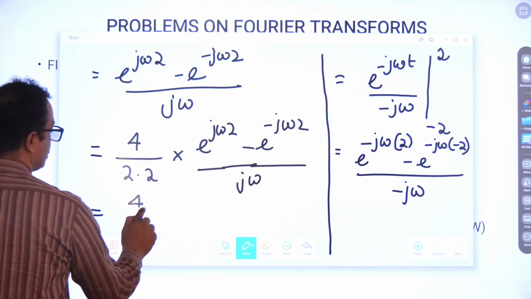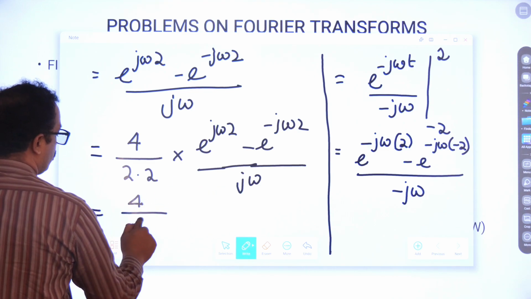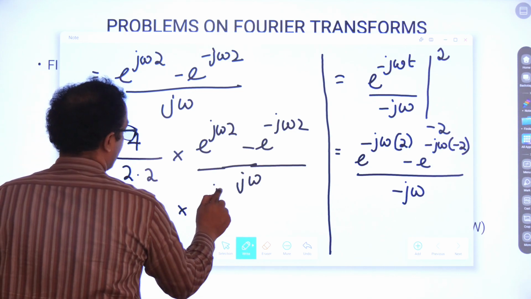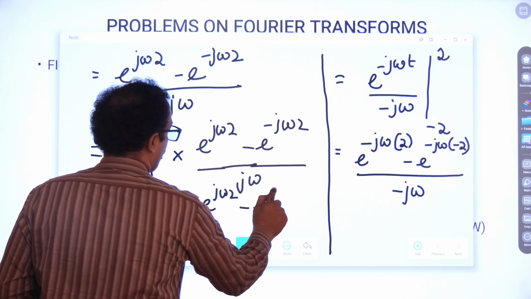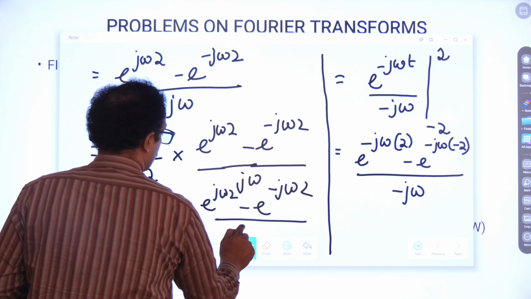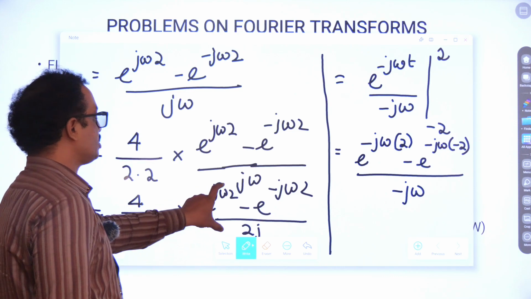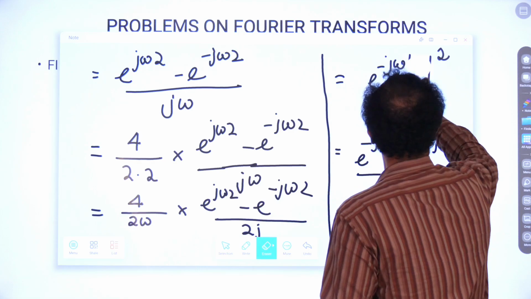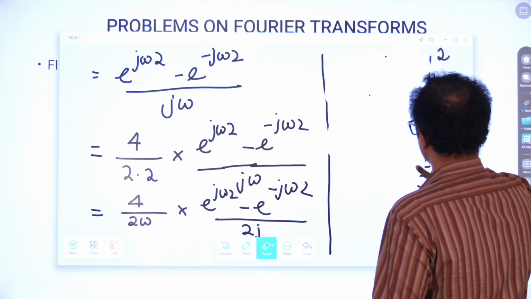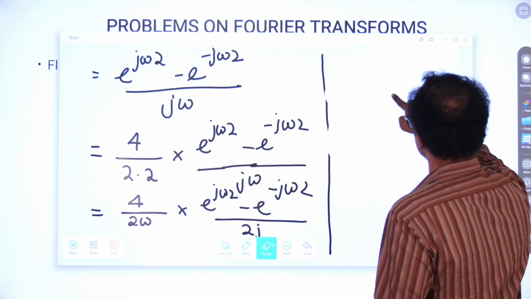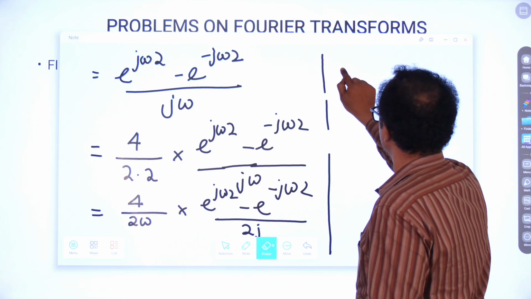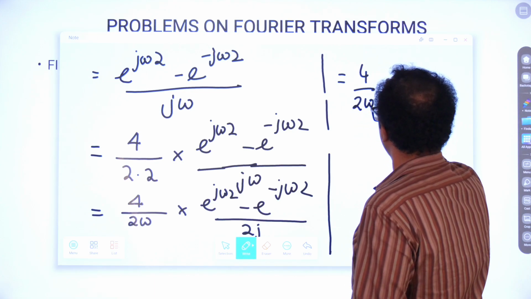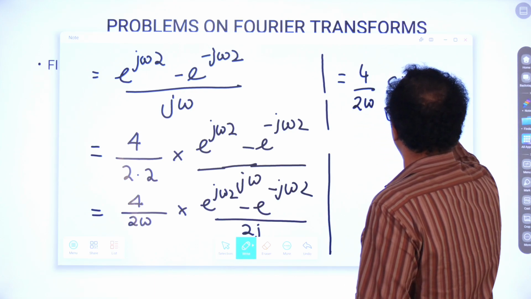Just rearrange it. Keep 4 as it is. Bring this omega outside and the 2 outside, so I will be getting 2 omega. Here I will be getting (e power j omega 2 minus e power minus j omega 2) by 2j. So this term is nothing but the sine term. So I got the answer as 4 by 2 omega into sine 2 omega.